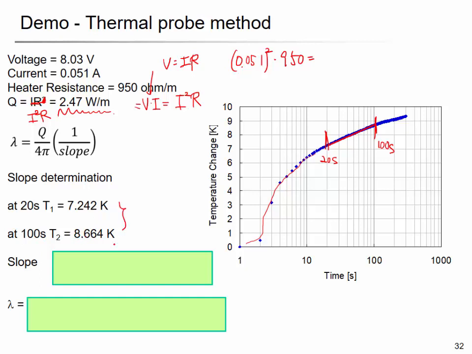So from this, calculate the slope in logarithmic scale. So slope should be T2 minus T1 over ln T2 minus ln T1. Those who calculated the slope, how much do you get?